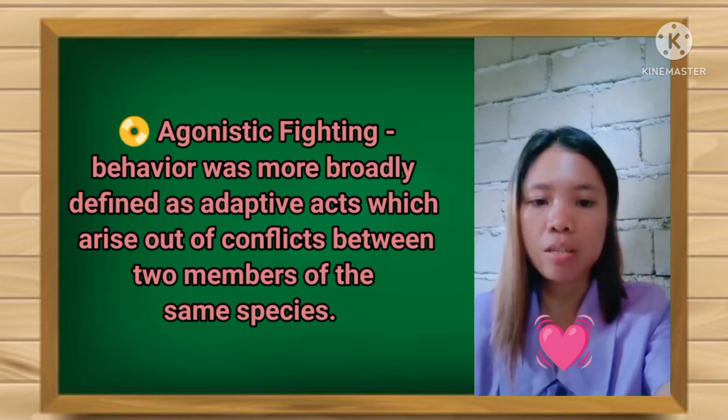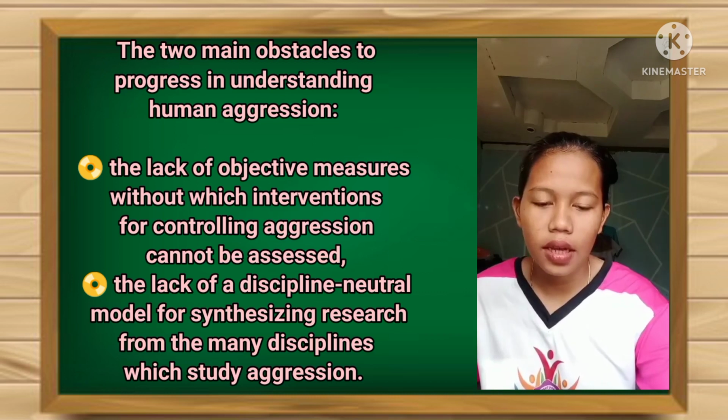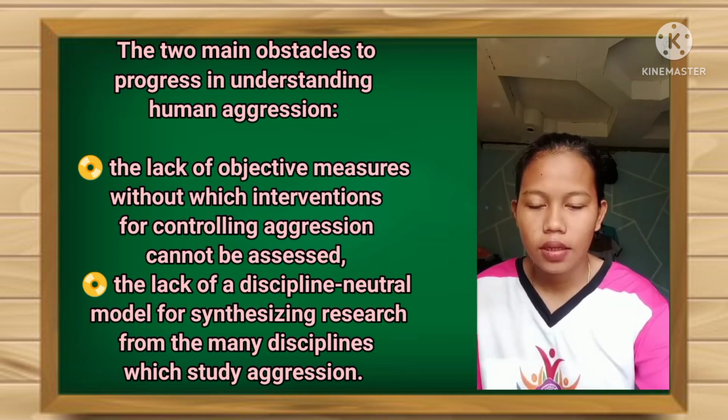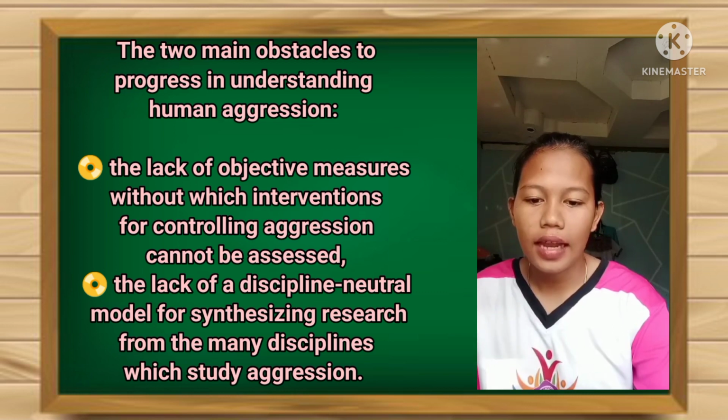The two main obstacles to progress in understanding human aggression are the lack of objective measures, without which interventions for controlling aggression cannot be assessed, and the lack of a disciplined, neutral model for synthesizing research.